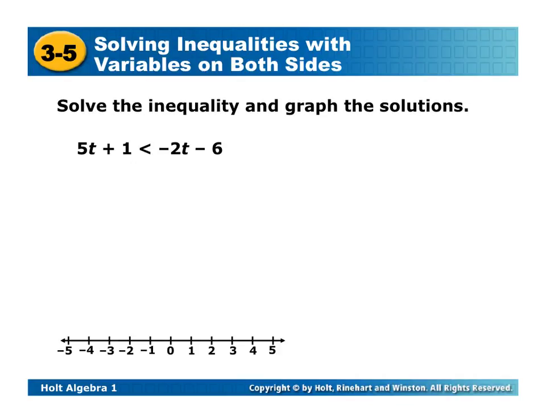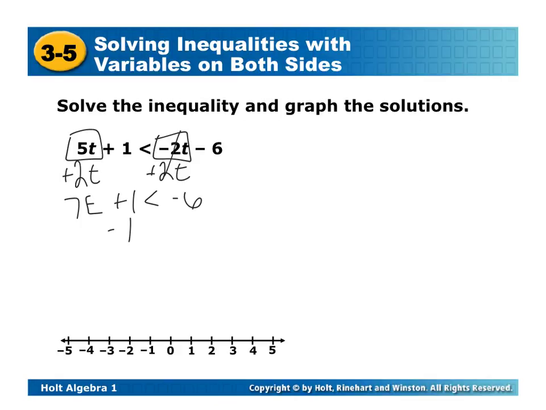So now why don't you pause the video and use what you know about solving inequalities and solving equations and see if you can do this one. Now depending on how you approached it, I would probably choose to move the negative 2t first. So I'm going to add 2t to both sides. Now I have 7t plus 1 is less than negative 6.